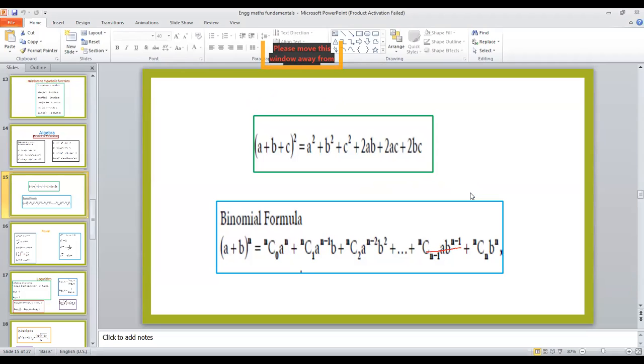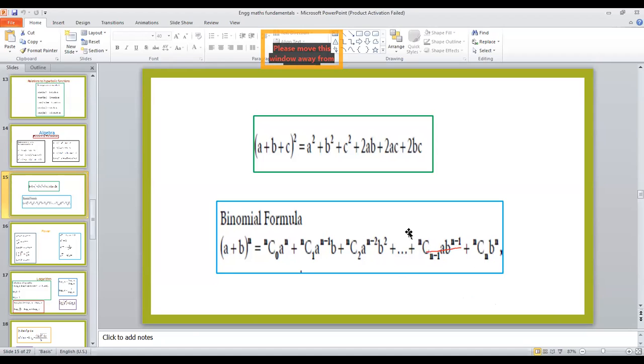So the introduction of that topic you already know, the same as at 12th standard level. So it is expanded in the form nc0 a raised to n plus nc1 a raised to n minus 1 into b plus nc2 a raised to n minus 2 into b square plus and so on, plus nc n minus 1 a b raised to n minus 1, plus and so on, ncn b raised to n.